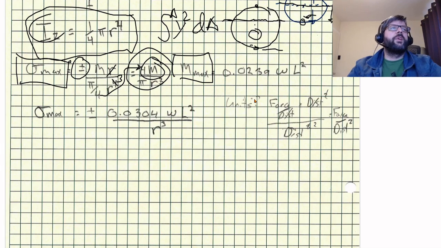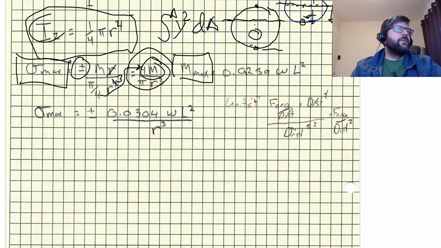So 0.239 WL squared. Multiplied by this, that gives us 0.0304 WL squared divided by r to the third.